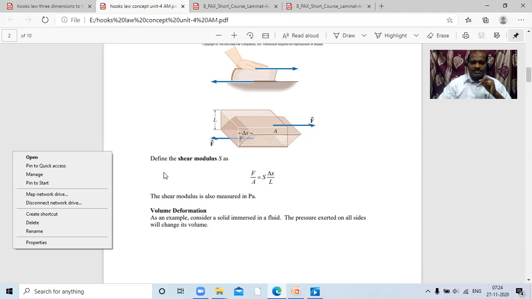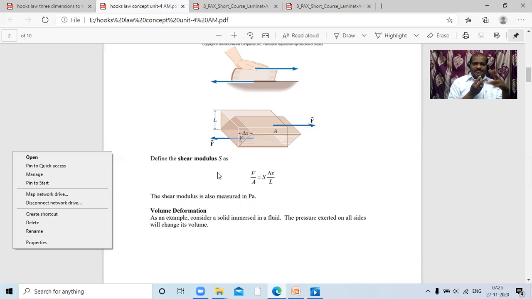So for shear modulus, F by A is equal to S into del x by L. What is del x? It is the change in deformation happening here. This is called the shear modulus. Shear modulus is also measured in Pascals. In Young's modulus, Pascal only; bulk modulus also Pascal only; and shear modulus is also Pascal only.